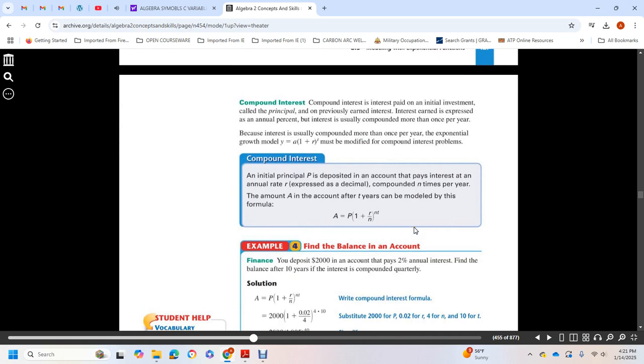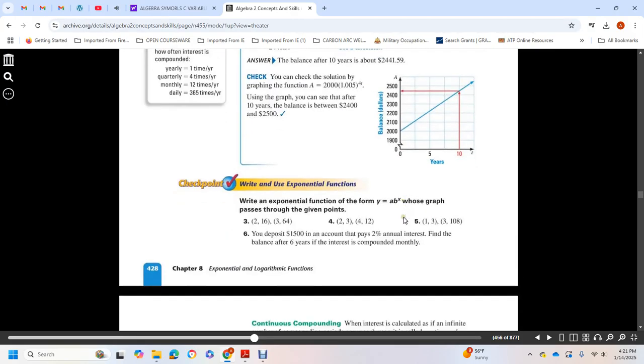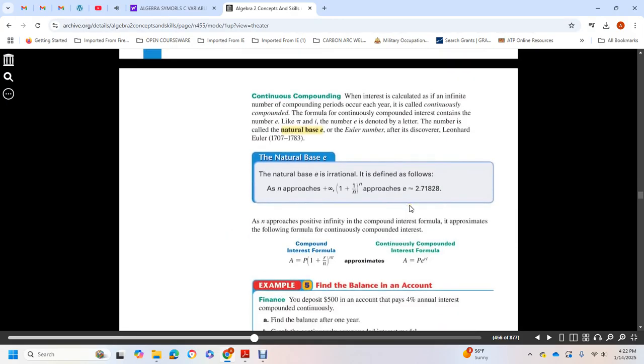An initial principal P is deposited in an account and pays interest at an annual rate r, expressed as a decimal, compounded n times per year. The amount in the account after t years can be modeled by the formula: the amount A is equal to the principal P times 1 plus the annual rate r over the number of times per year n, to the power n times t, the number of years.